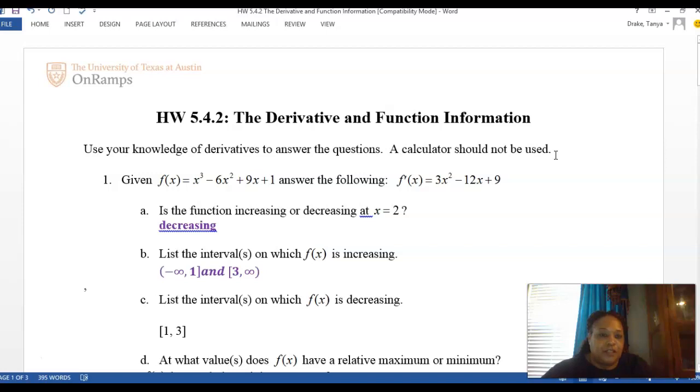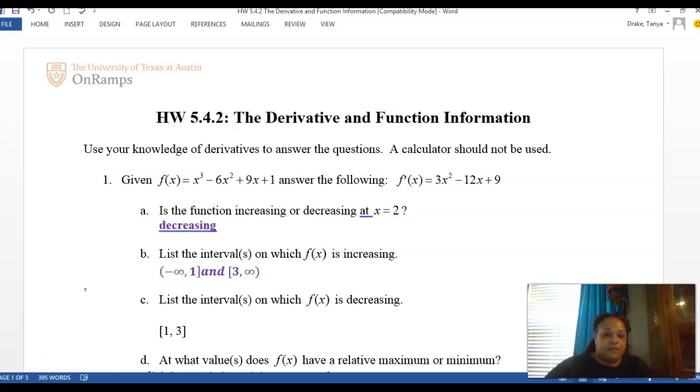Given f of x equals x cubed minus 6x squared plus 9x plus 1, answer the following question. Is the function increasing or decreasing at x equals 2? Before you answer, you can look at this graph and see what's happening at 2, but it's better to look at the derivative, and I'm going to show you how to use the table to tell you what's happening. The derivative of the function is 3x squared minus 12x plus 9.